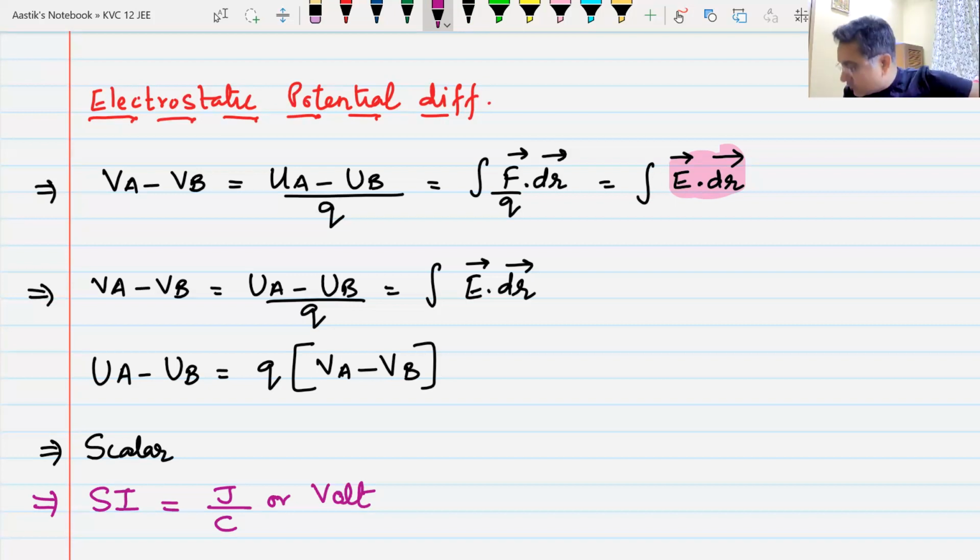Yes, sir. Now remember, as we had seen in the case of electrostatic potential energy, the absolute value of electrostatic potential energy is not defined. What is defined is the change or the difference between 2 points. Similarly, the absolute value of electrostatic potential is also not defined. Then what is defined?